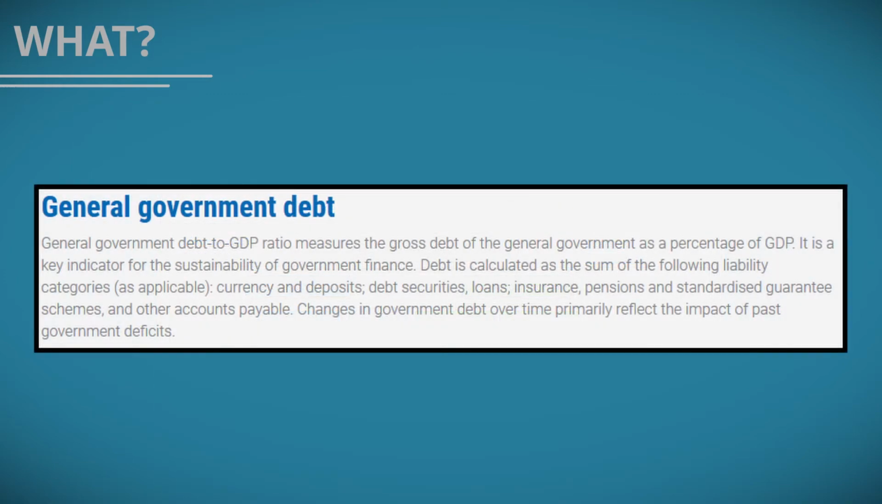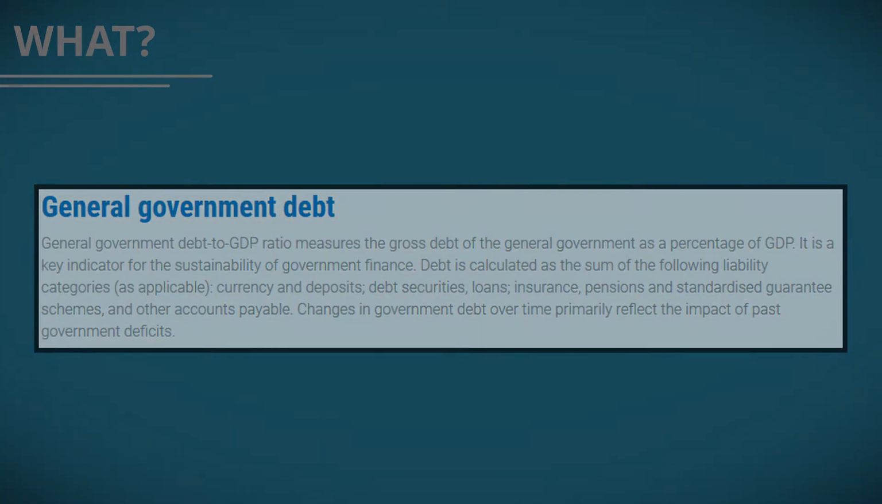General Government Debt-to-GDP Ratio, on the other hand, is defined by the OECD as the measure of the gross debt of the general government as a percentage of GDP. It could be misleading to quote the government's outright debt on its own. Rather, it would make more sense if compared against the size of the country's economy.